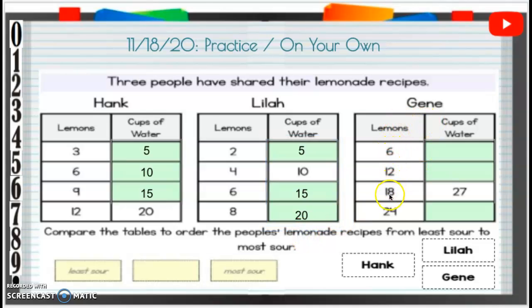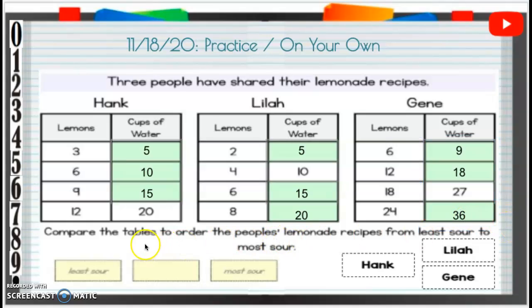Lemons, 6, 12, 18, 24. We have a 27 here. How do I get from 6 to 12? Well, actually, we have to go from 6 to 18 first because we don't have any values over here. So 6 times 3 equals 18. So what times 3 equals 27? I know 9 times 3 equals 27. So then 9 times 2 is going to be 18, because I know 6 times 2 is 12. So I'm going up by 9s here: 9, 18, 27, and then 36.